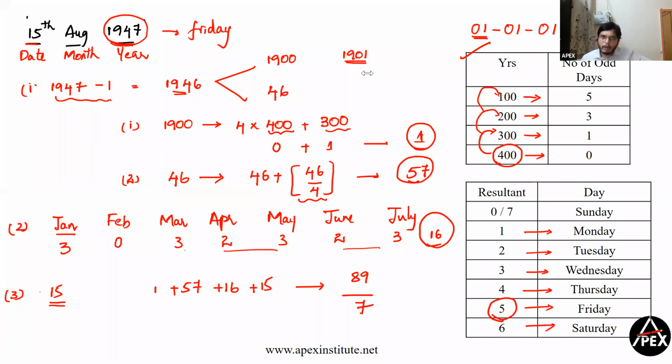Okay, now let us understand. Now, why did I subtract 1 here? From 1947, I asked you to subtract 1. Why?